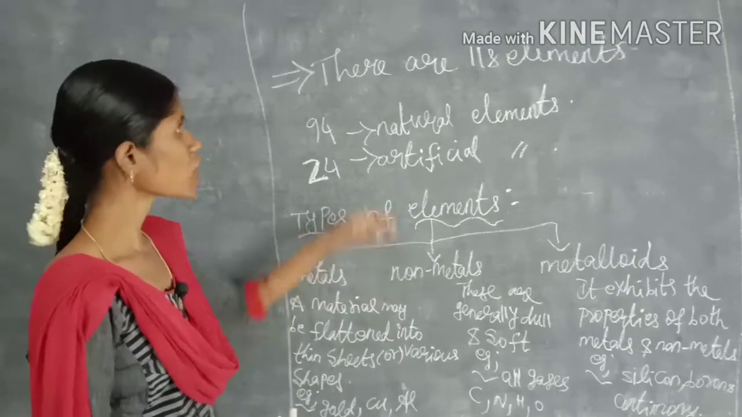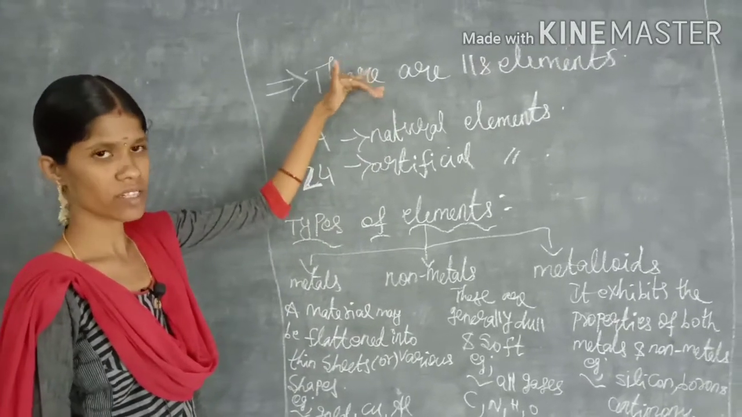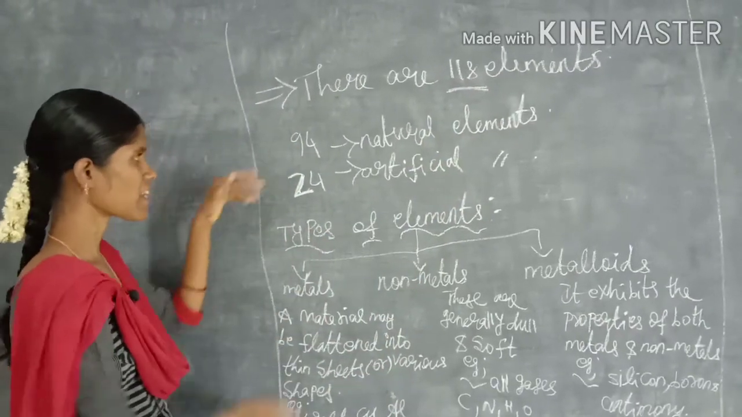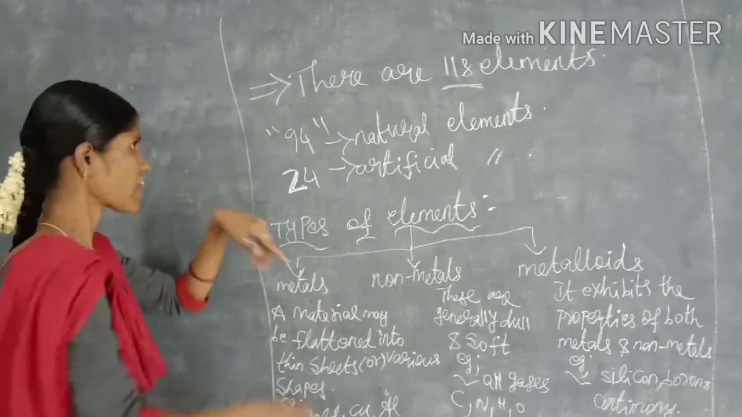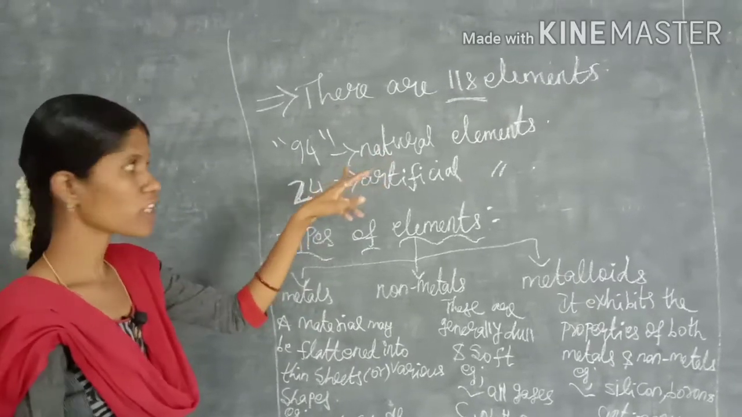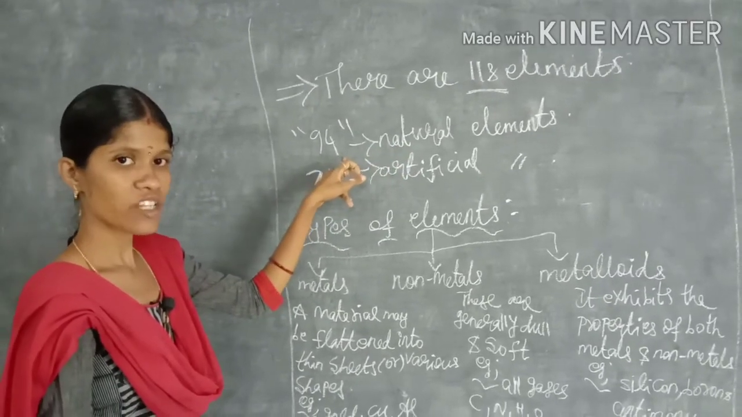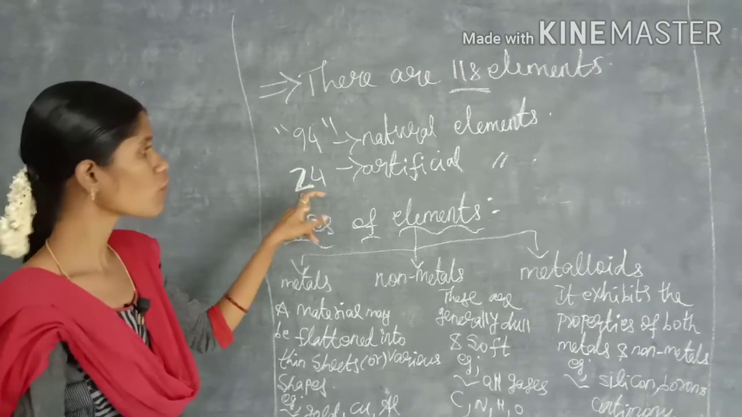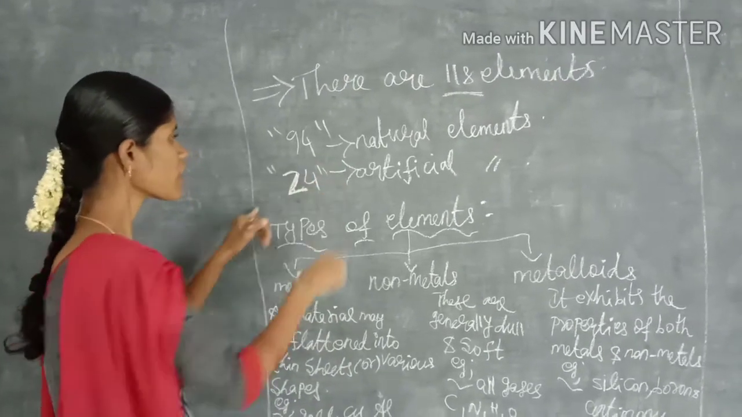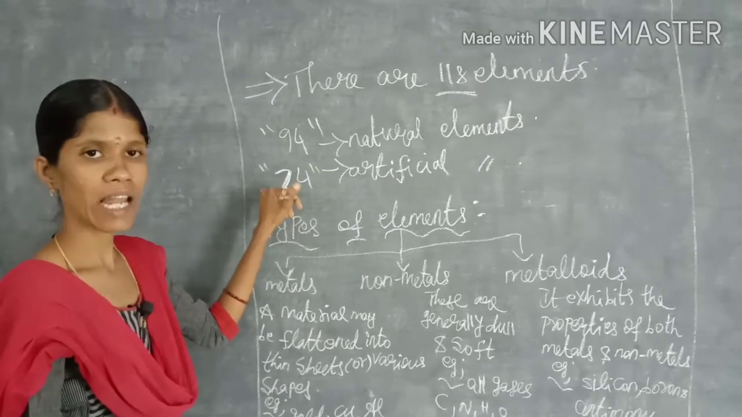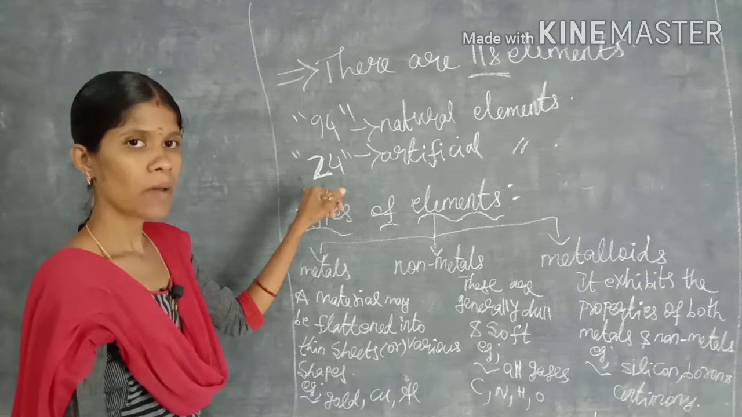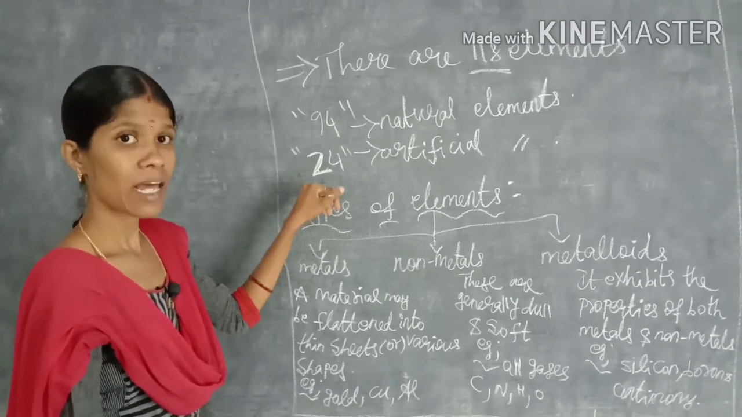Till today there are 118 elements. Out of these 118 elements, 94 are naturally occurring elements. The remaining 24 elements are made artificially in the laboratory.